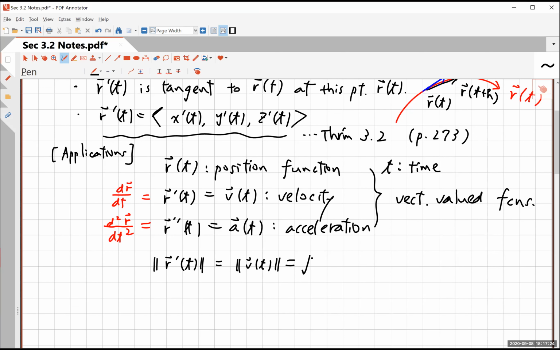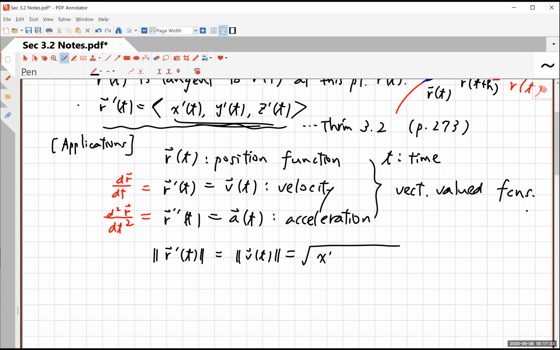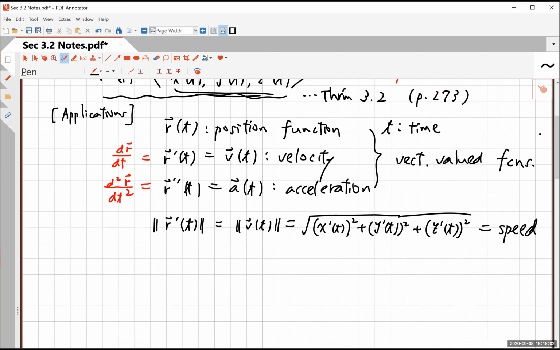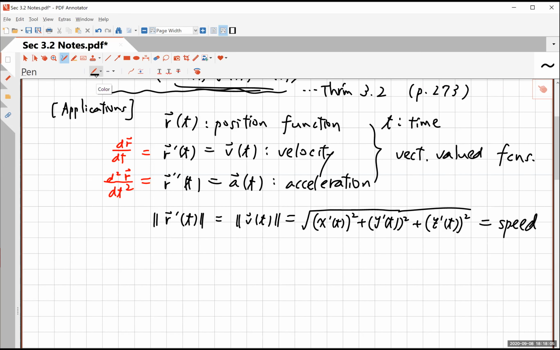Okay, this can be calculated by, well, you know, because r prime is basically this. So the way you calculate this is you take x prime, evaluate that at t, and you square that. That's your first component. The second component is similar, and the third component is also similar. So basically, you take the square root of the sum of the squares of the components. And this is otherwise known as what? What is the length of the velocity function? Yes, that is speed. So the speed is still a scalar or a real function.